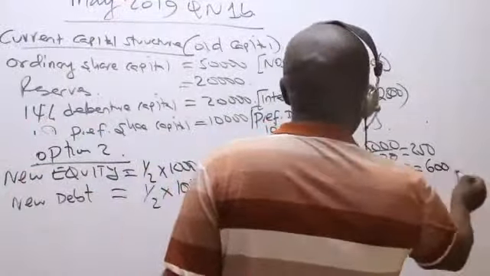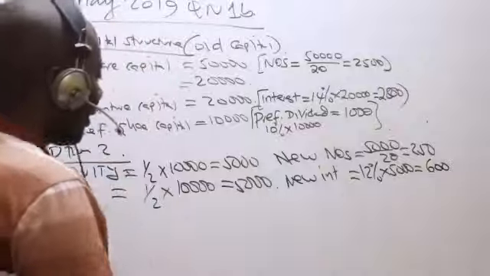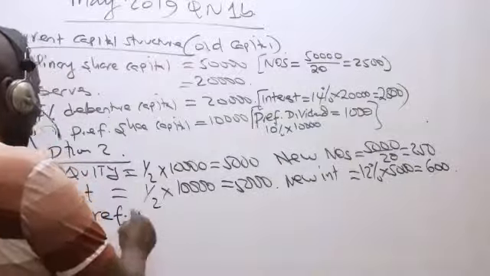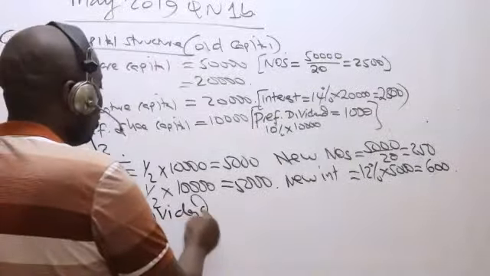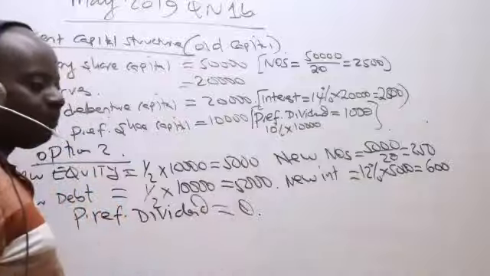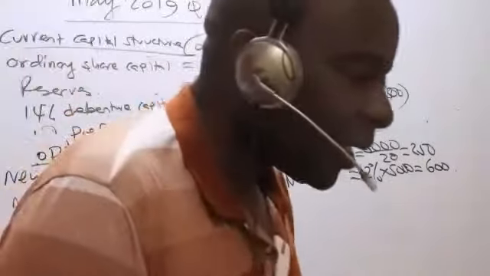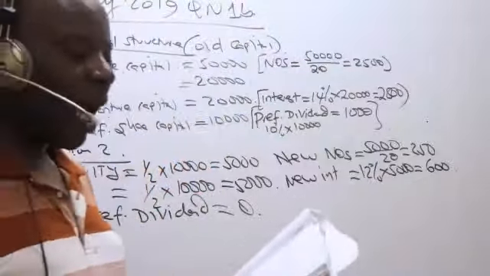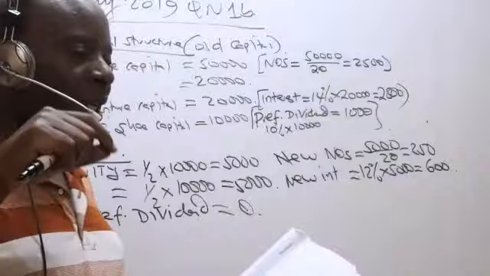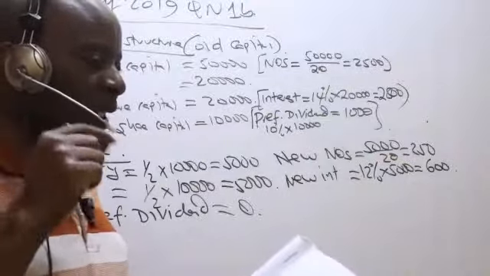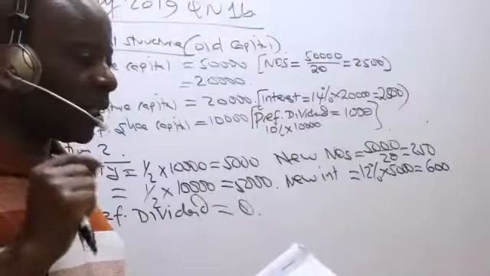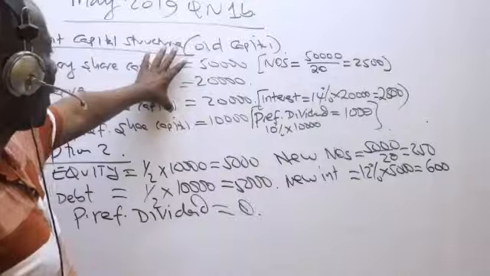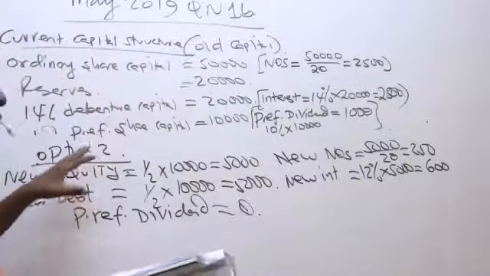Thank you very much. Of course, we don't have any preference dividend here. In this arrangement, because we don't have any preference share capital, it is 0. So is it 14% or 12%? Remember, we are looking at the option. You guys haven't taken time to understand this question. The old capital structure, we finished with it. Now I'm evaluating option 2.